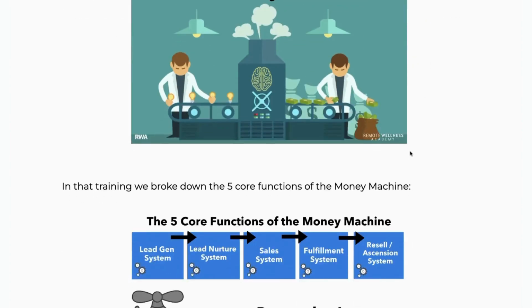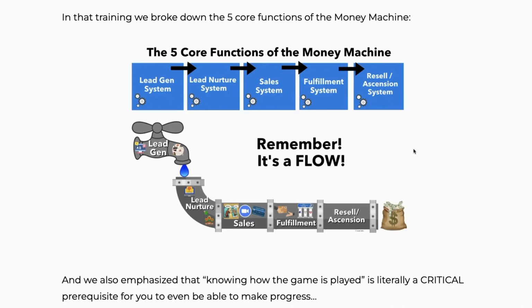Now, in the training, we broke down business into 5 core functions. All right, there are 5 core functions of a business, so let's review them really quickly. There is the lead gen system. Then there's the lead nurture system. Then there's the sales system. Then we have the fulfillment system. And then we have the resell and ascension system.